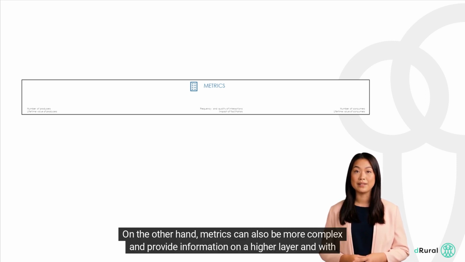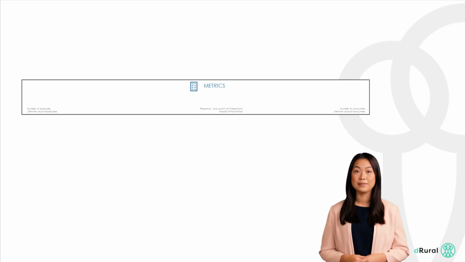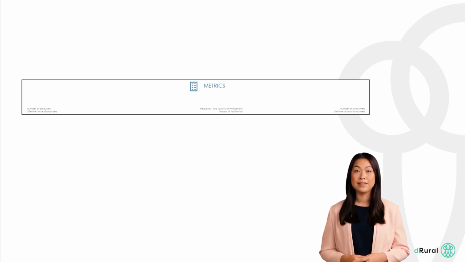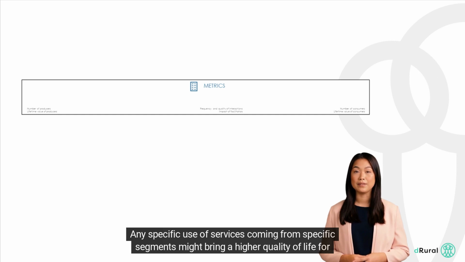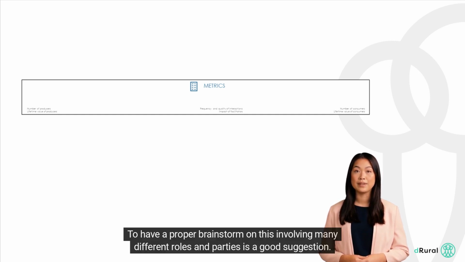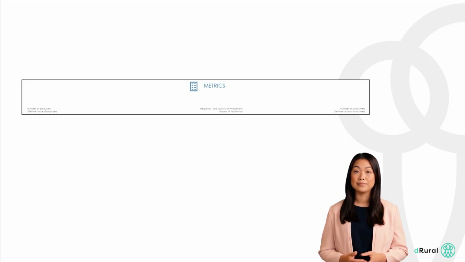On the other hand, metrics can also be more complex, and provide information on a higher layer, and with different perspectives. You should try to think about what specific interests, for example investors, stakeholders, service providers, and users might have need for. Any specific use of services coming from specific segments might bring a higher quality of life, for example. How can this be measured and monitored with help of the platform? To have a proper brainstorm on this involving many different roles and parties is a good suggestion.